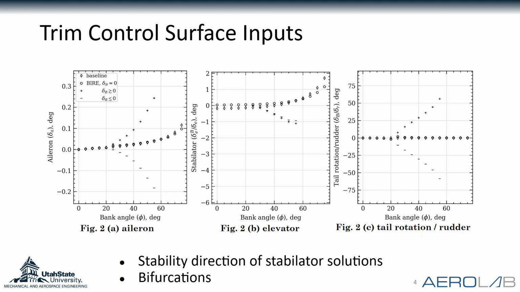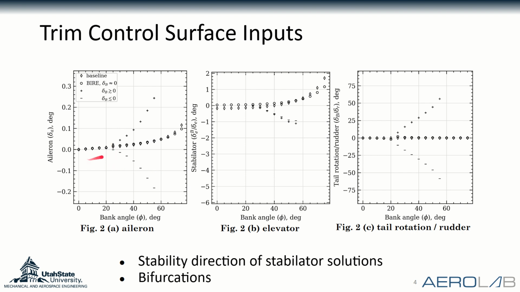So on the x-axis is the bank angle. I'll use my fancy dancy laser pointer. So I have this bank angle over here on the x-axis. As we turn further and further into these bank angles, we're pulling higher and higher G's. And on the y-axis are the different control surface inputs. Over here on the left, we have our aileron. Over here in the middle, we have stabilator deflection. And over here on the right, we have tail rotation, deflection, and rudder deflection. And I'll get to why that is right now.